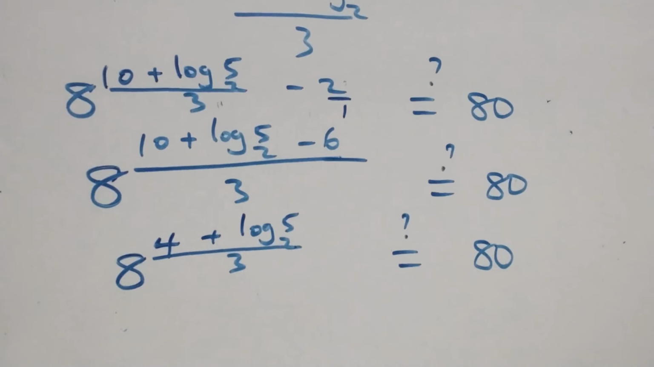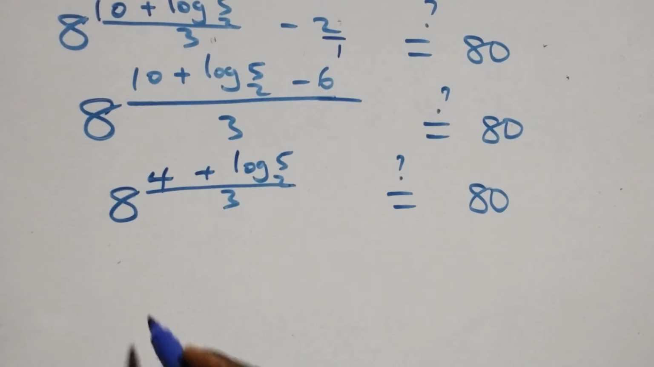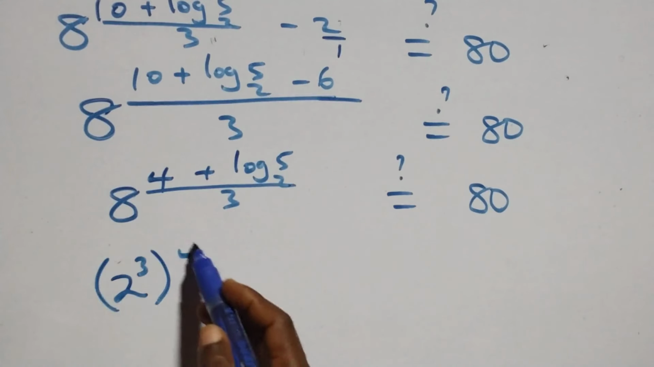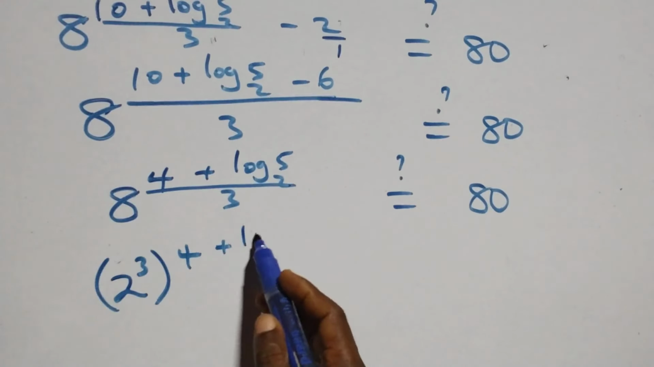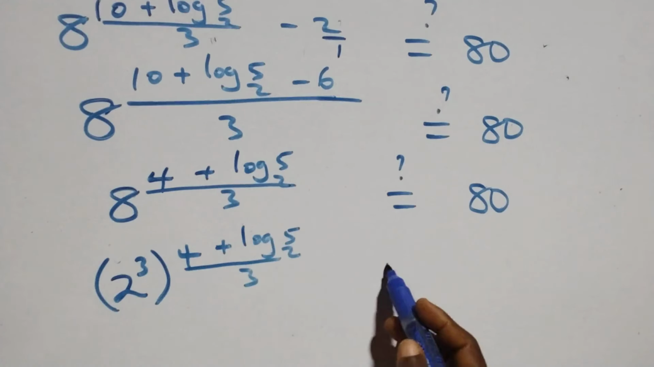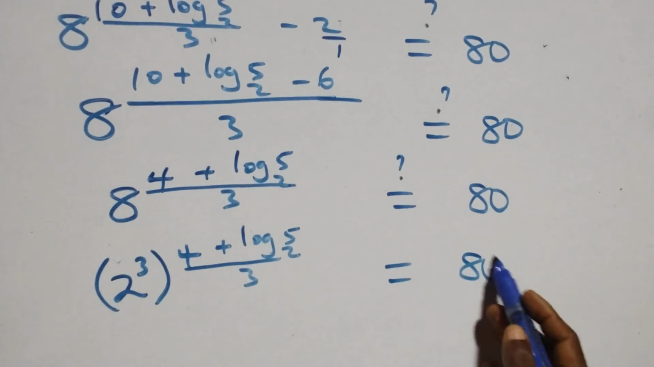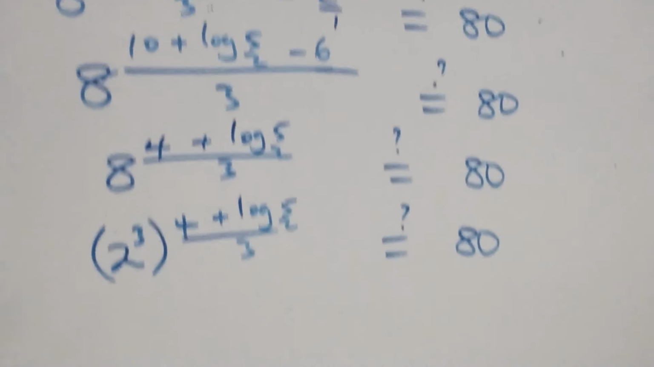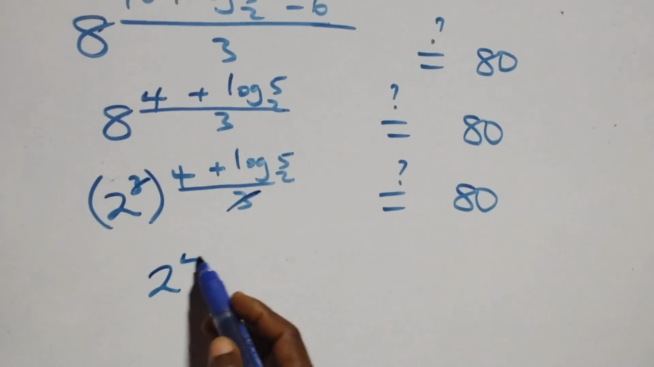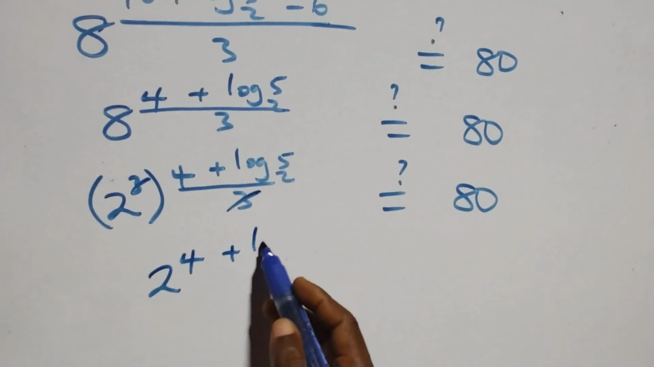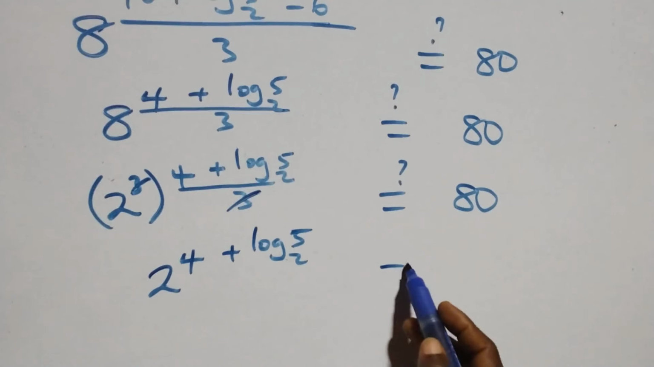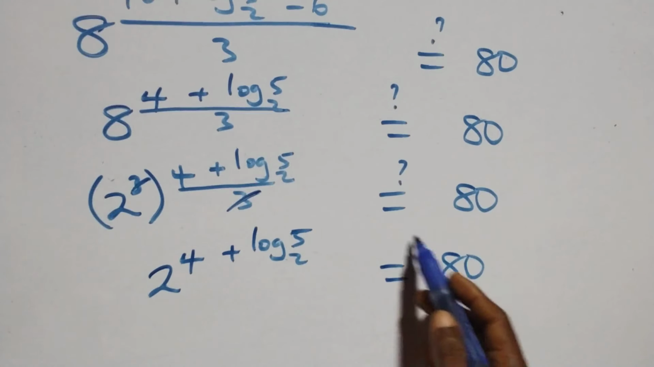We have 8 raised to power 4 plus log 5 base 2 all over 3 equals 80 on this side. Then here 8 can be written as 2 raised to power 3, which is raised to power 4 plus log 5 base 2 all over 3 equals 80 on this side. This power multiplies. 3 here cancel each other. We have 2 raised to power 4 plus log 5 base 2 equals 80 on this side.